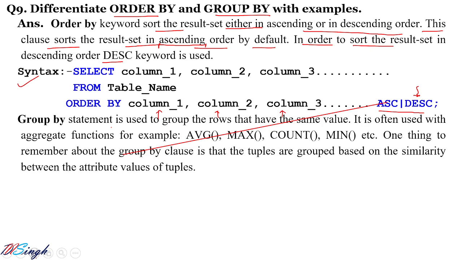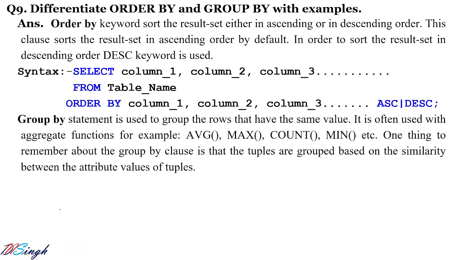Let me erase all the annotation. So group by statement is used to group all the rows that have the same value. It is often used with the aggregate functions. I told you we have 5 aggregate functions: average, max, min, count, and sum. One thing to remember about the group by clause is that the tuples are grouped based on the similarity between the attribute values of the tuples.